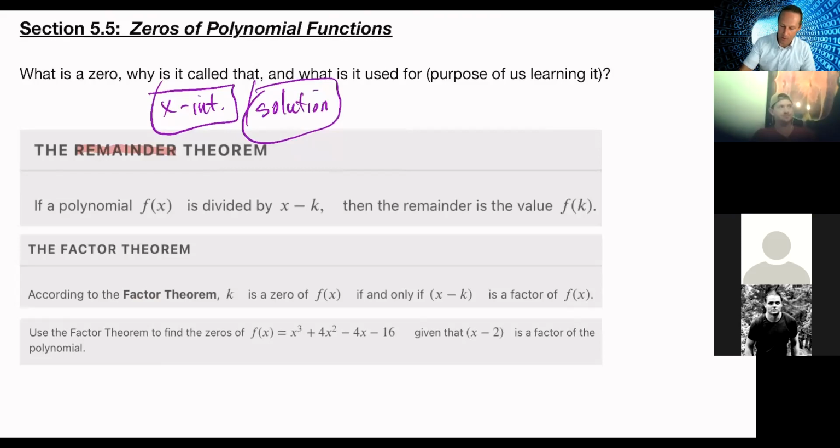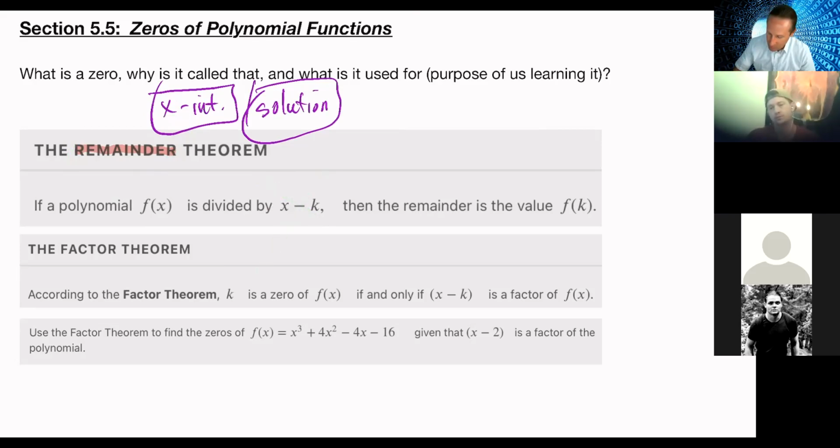So the remainder theorem and the factor theorem go hand in hand. Okay, they both are virtually finding the same thing. If we divide by this thing, then it will give you the remainder. That's why it's called the remainder theorem. Here's the cool thing about the remainder theorem: it says you don't even have to do all the long division or synthetic division.